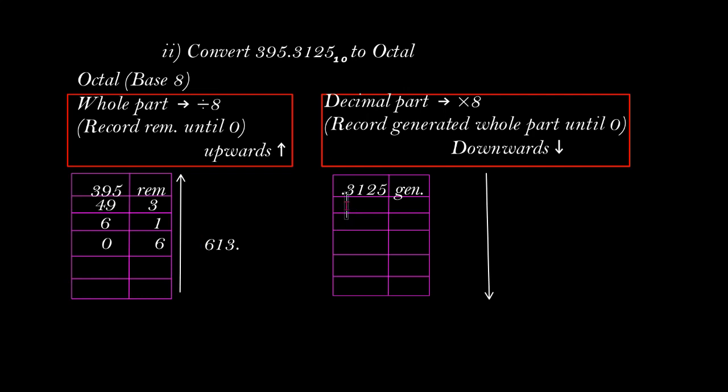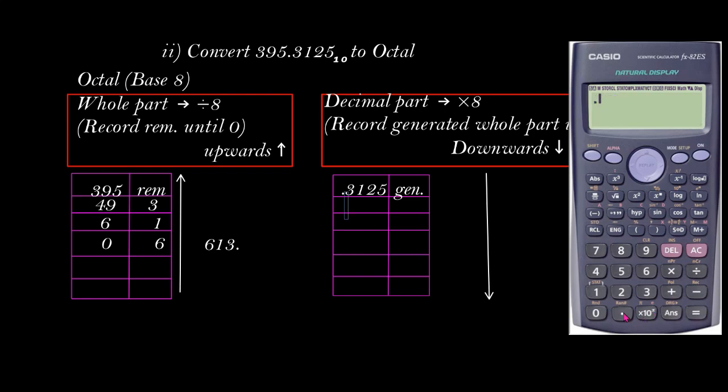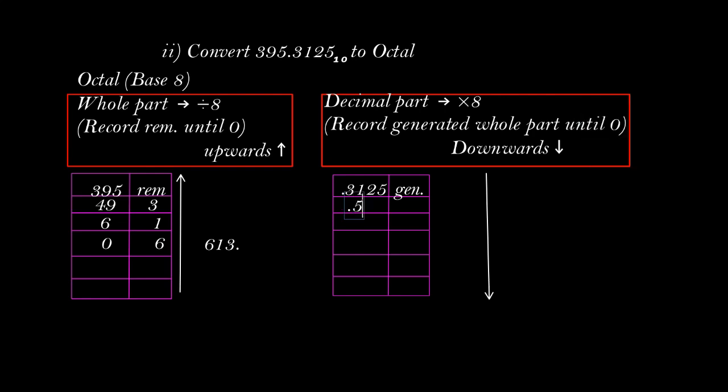When the base is 8, the decimal part we multiply by 8, because the base is 8. It is 0.3125 to base 8, so the decimal part is multiplied. You multiply with the base you've been given. We've been given base 8. If you multiply by 8, you get 2.5. Record the whole part which has been generated, which is 2. Then you keep the decimal part, which is 0.5.